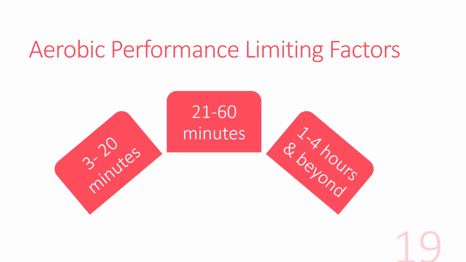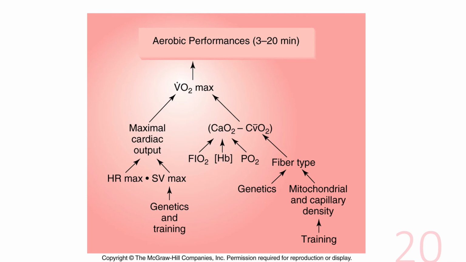So I broke this up into three, I think, a little more specific categories that will allow us to look in a little more detail about what are the major limiting factors for various types of aerobic athletes. Here we go. We're looking at aerobic performance for individuals that are competing for 3 to 20 minutes. So again, a lot of factors that we've already mentioned. VO2max is going to play a huge role.